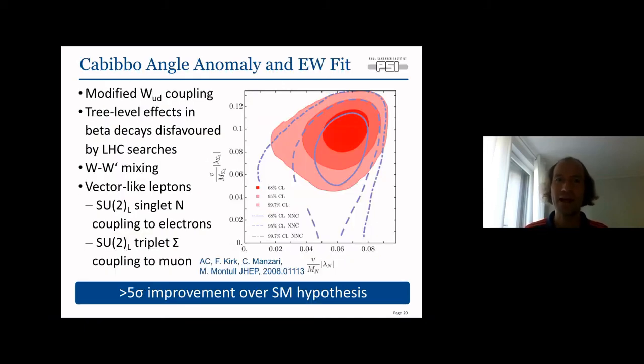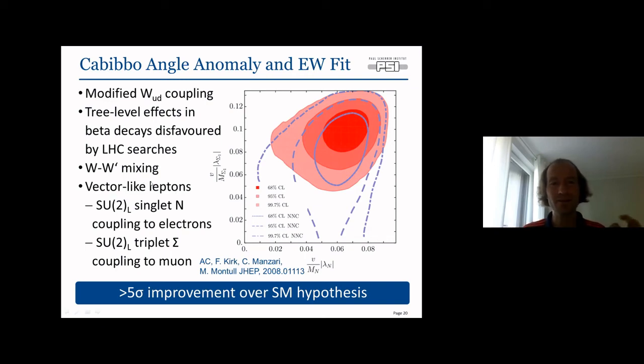Okay, how do I explain the Cabibbo angle anomaly? As you have seen, before you can do it with modified W mu coupling. You could also still do it with modified W u d coupling, so violating, at least apparently, CKM unitarity, in case there's a fourth vector-like generation of quarks. Tree-level effects in beta decays are disfavored by LHC searches. W prime mixing still works.